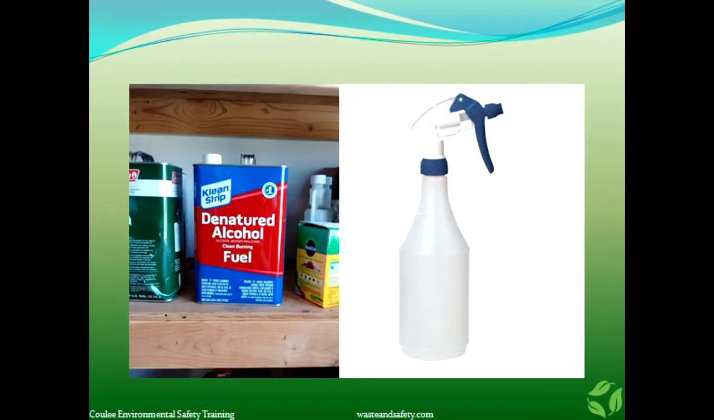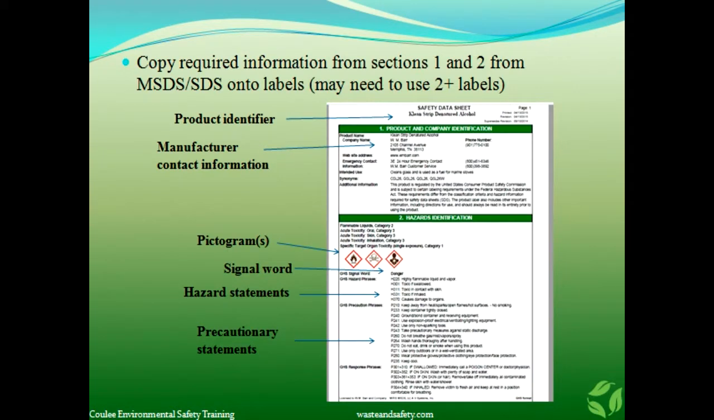For the example that I'm going to use, it's going to be clean strip denatured alcohol. If someone wanted to take the hazardous product that's in that container and put it into a portable spray bottle for cleaning purposes, they would need to put on that portable spray bottle a GHS label. All the information that's going to be required on that GHS label can be found in sections 1 and 2 from the material safety data sheet or the safety data sheet that the manufacturer supplies.